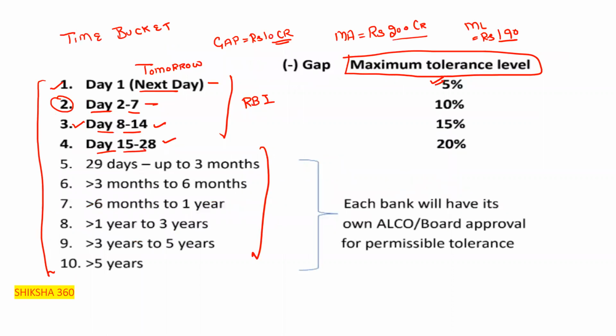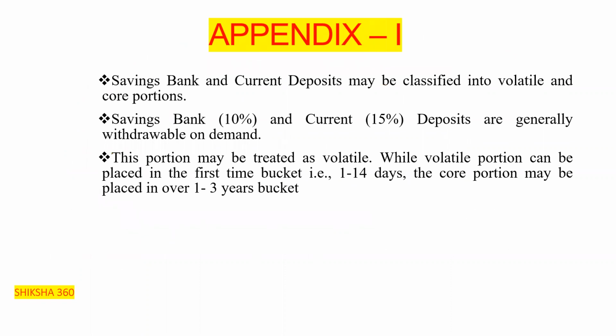Now let's discuss this as per the RBI. If there are 100 rupees present in any account, in any savings account or current deposit, that 100 rupees is to be divided further into a volatile portion and a core portion. I will discuss it because sometimes they will ask questions on it.